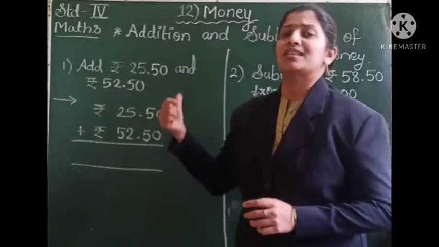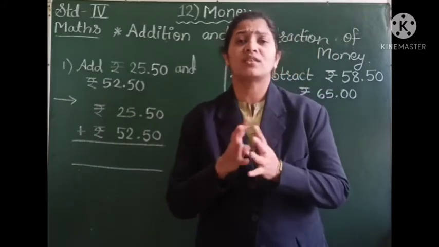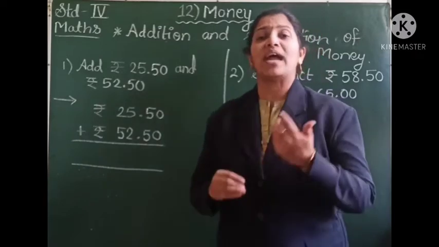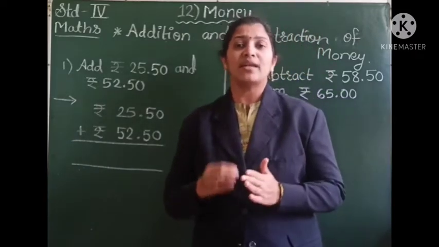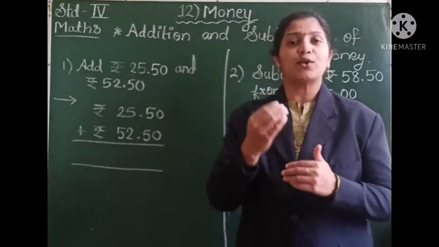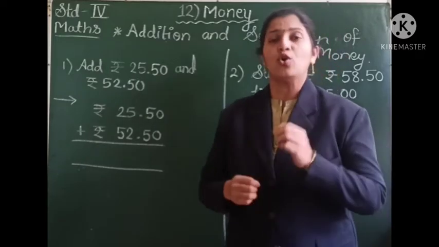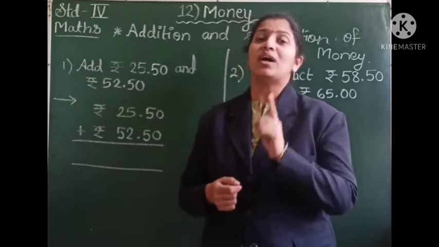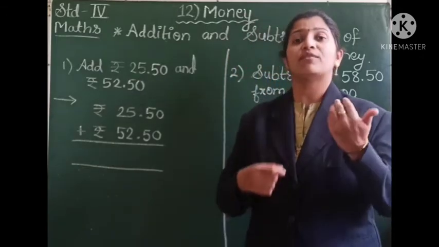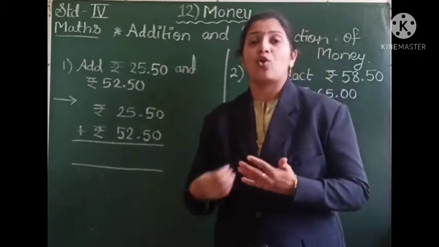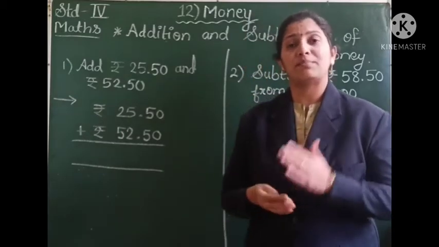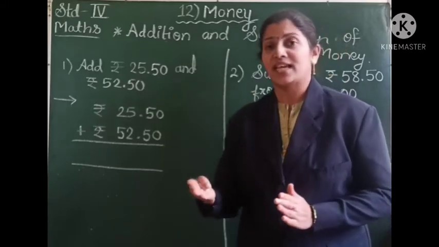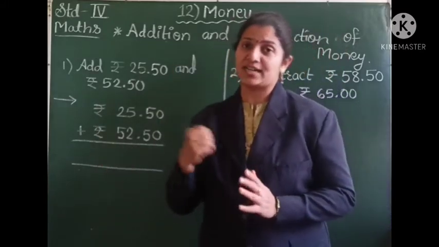So students, the method of addition is just the same. The only thing you need to keep in mind is that when you are adding money, you have to add paise to paise and rupees to rupees. Also, we should always keep in mind that 1 rupee is equal to 100 paise. So, whenever we carry forward or whenever we borrow from the rupees to paise, then we have to take it as 100 paise.